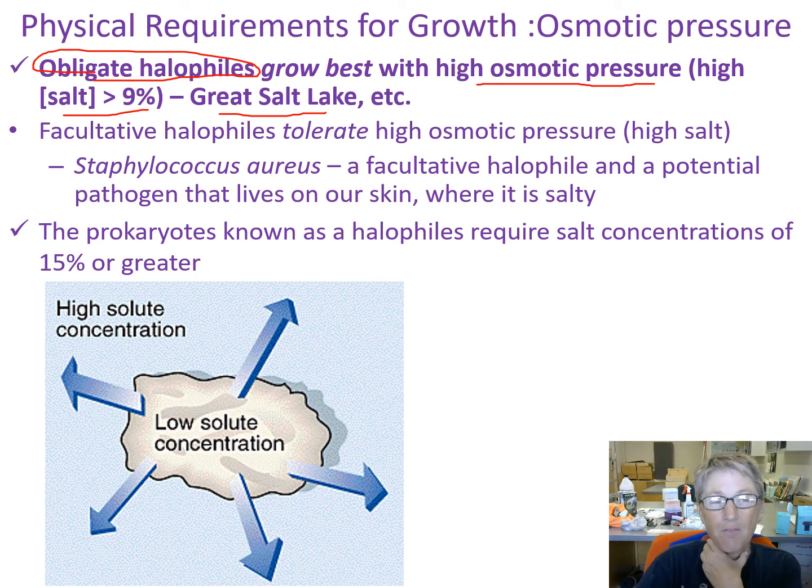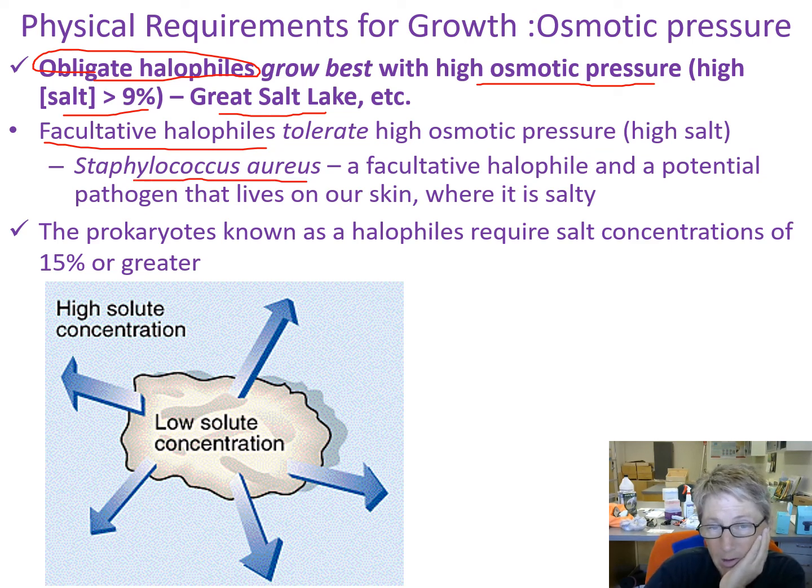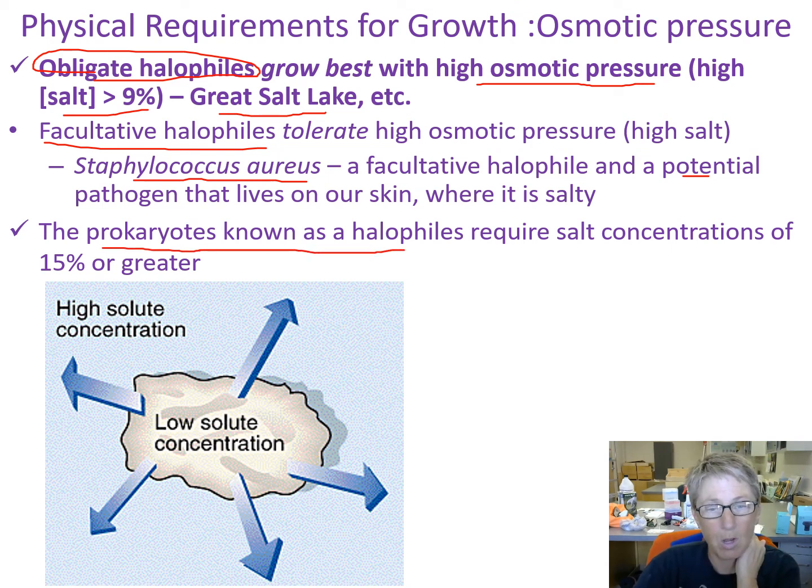If you are a facultative halophile, you can tolerate high osmotic pressure. So for example, Staphylococcus aureus is a facultative halophile. It's a potential pathogen that lives on our skin, where it's salty. It likes our salty skin. If you are a prokaryote known as a halophile, you could require salt concentrations of 15% or greater to live in.